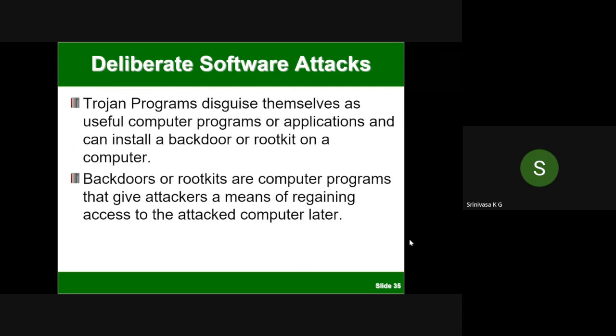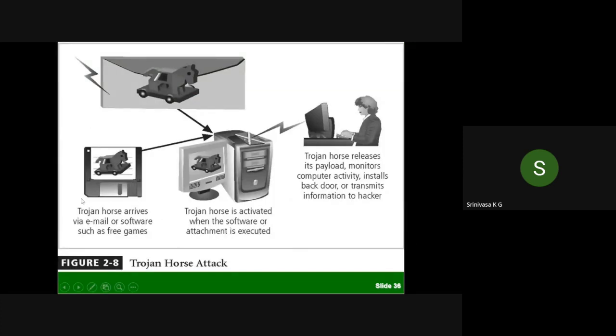Another one is Trojan programs. They disguise themselves as useful computer programs or applications and can install a backdoor or a rootkit on a computer. Backdoors and rootkits are computer programs that give attackers a means of regaining access to the attacked computers later. For example, a Trojan horse arrives via email or software such as free games. It is activated when the software or the attachment is executed. The Trojan horse releases its payload, monitors the computer's activity, installs the backdoor, and transmits information to a hacker.